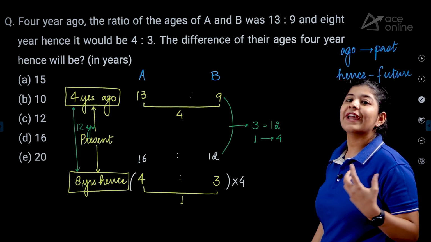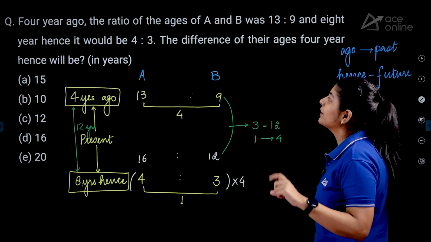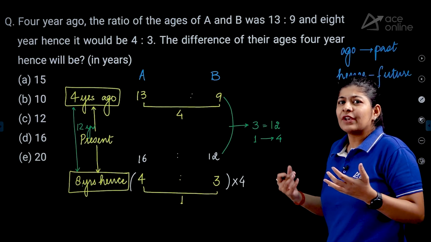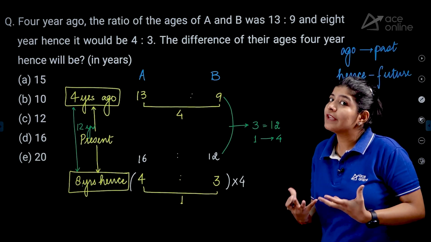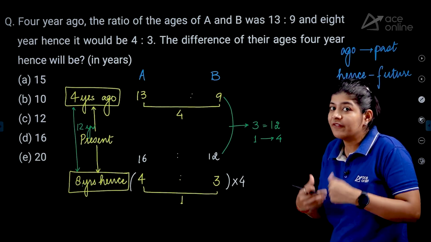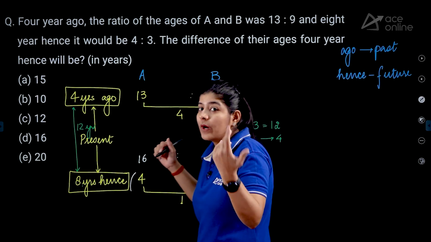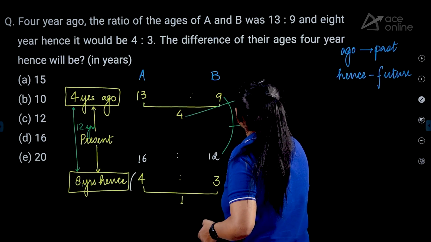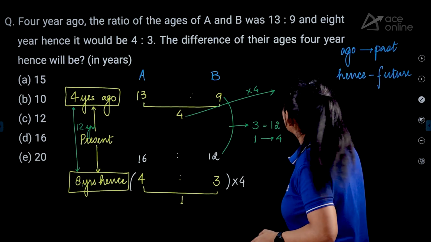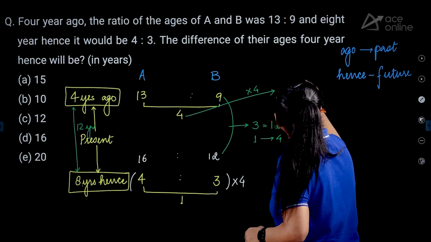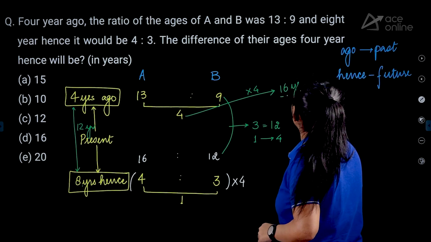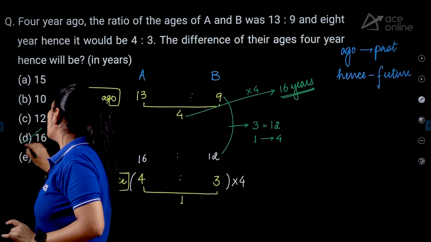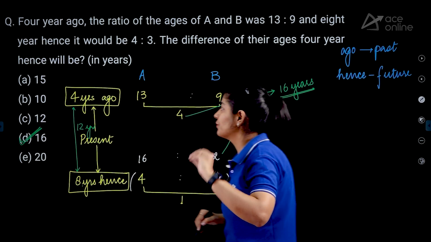Now, what we have to find out is the difference of their ages 4 years hence. We know that the age difference will always remain the same, no matter at what time we find it. So the age difference is equal to 4. We simply multiply it by 4 and get our answer as 16 years. The age difference between A and B is nothing but 16 years. If you want to check this, you can also do that.